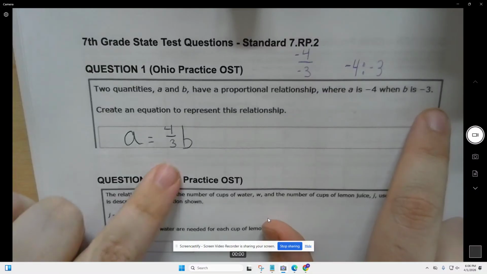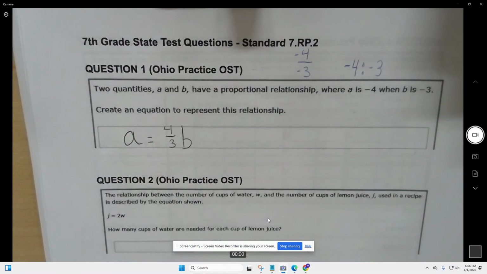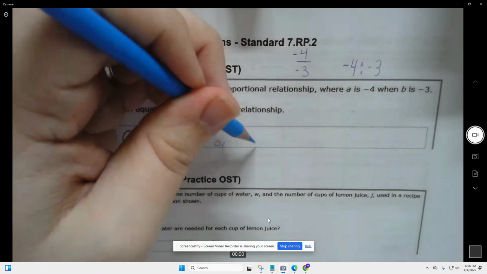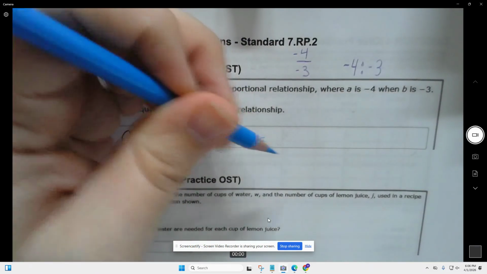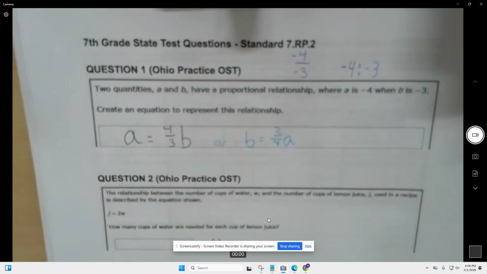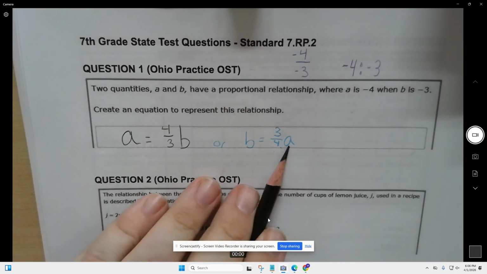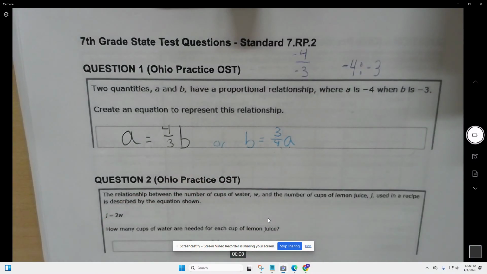So for every 3 B's, there are 4 A's. You could also write this as B equals 3/4 of A. Whichever one you're sticking with, the fraction wants to be on the denominator. For every 4 A's, there are 3 B's. Either of these works.